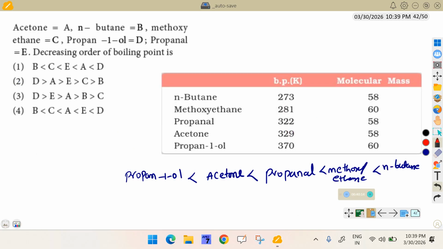Arrange the following compounds in the decreasing order of their boiling point. Acetone A, n-butane B, methoxyethane C, propan-1-ol D, propanol E. Decreasing order: D greater than A greater than E greater than C greater than B.